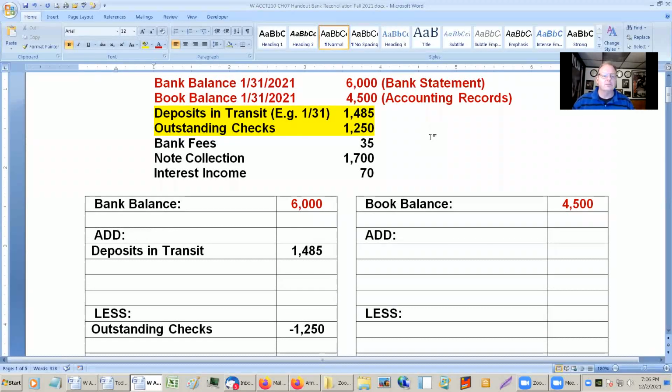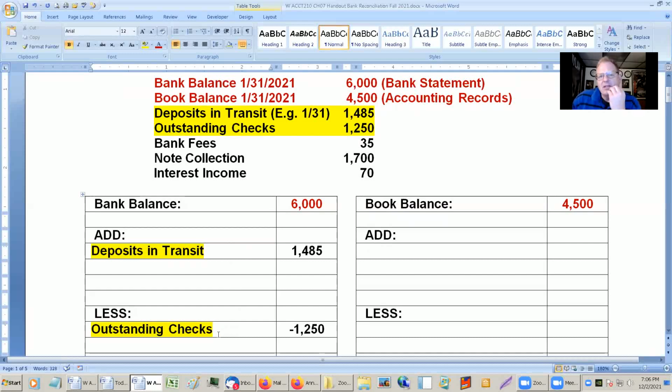Okay, so these are, color coordinate these or not. And by the way, these two are the most common ones you're going to find on the bank side. In the book, they'll show things like errors and all that kind of stuff, but generally speaking, those don't happen that often. But every month you're going to have these two things, or very commonly, especially the outstanding checks.